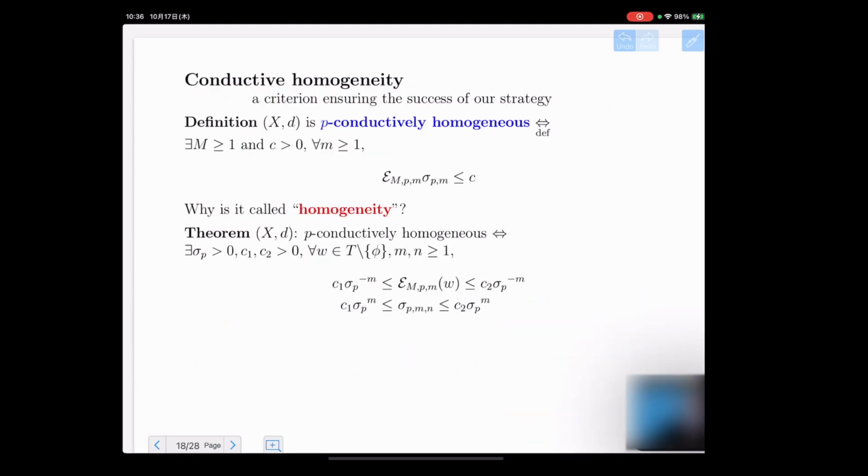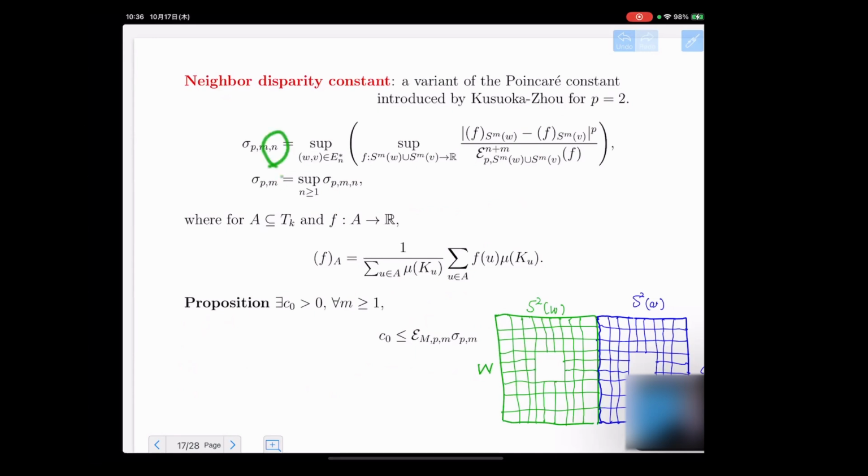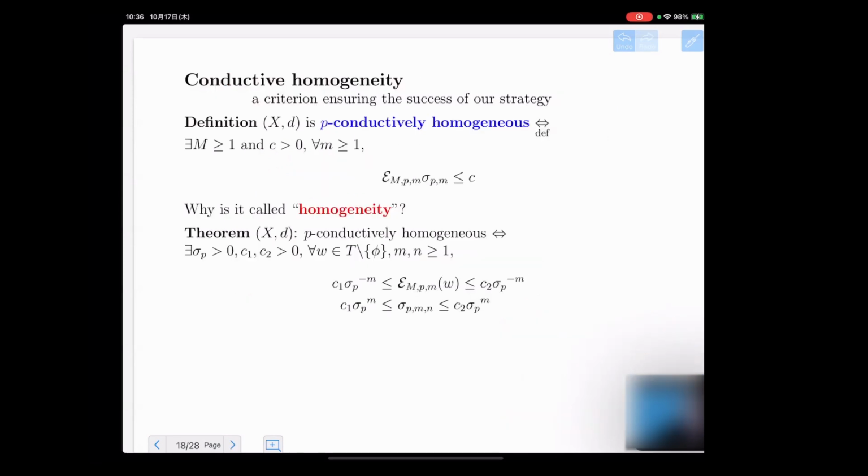And what we get is, if we have this conductive homogeneity, then there is some nice sigma p. This is a constant, and this behaves like sigma to the minus m uniformly with respect to W. Also, the conductive neighbor disparity constants behave like sigma p to the m. And you remember that originally there is n, which is thinking only about the nth level of the graph. But it is independent of that when sigma p and m behave like this. So I call this homogeneity.